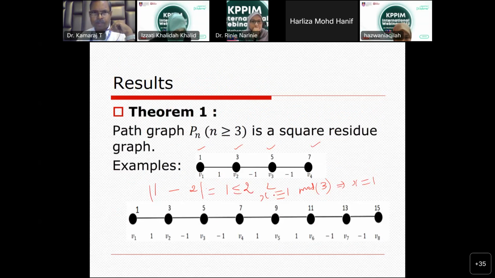So the path graph on 4 vertices satisfies all the conditions of the square residue labeling. That means it admits the square residue labeling, so we can say P4 is a square residue. Similarly, any other path graph on n vertices, where n is greater than or equal to 3, has a square residue labeling.